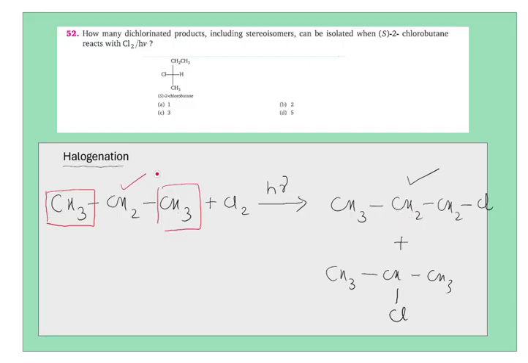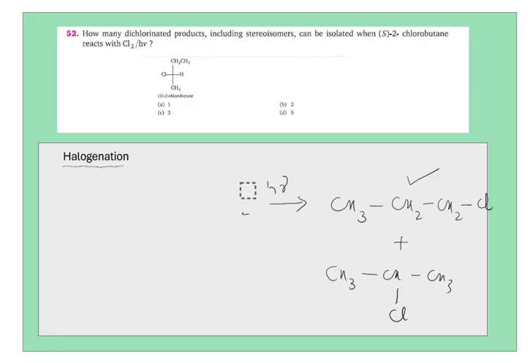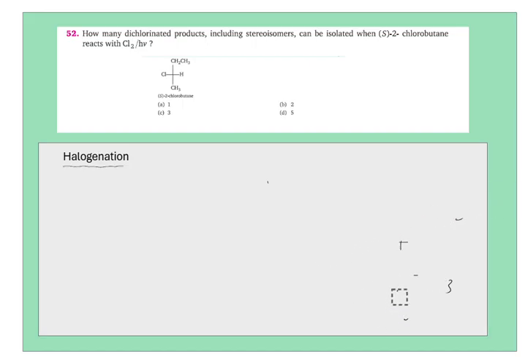I hope you have understood what is halogenation. Now, get back to the question. Let me read the question. How many dichlorinated products, including stereoisomers, can be isolated when S-2-chlorobutane reacts with chlorine in presence of sunlight? S-2-chlorobutane is already given in the question, so you are supposed to find out how many products are going to be formed. Let's analyze this question properly.